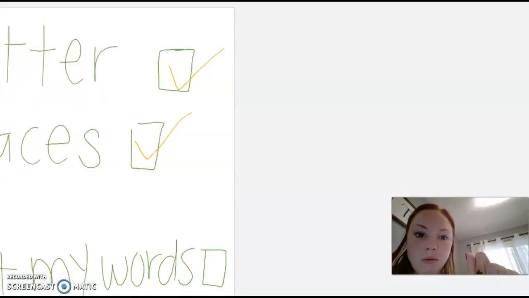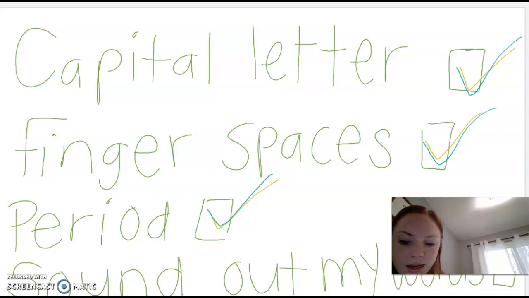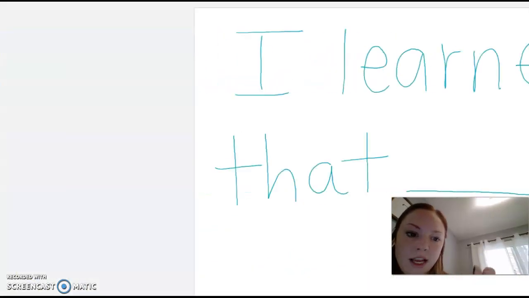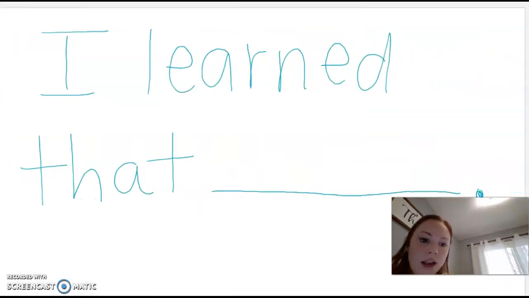And then go back when you're done with your sentence, look at our checklist. I used a capital letter. I used my finger spaces. I put a period at the end and I sounded out my sentence. Remember, today you get to choose. You can write Katherine Johnson is, or you can start with Katherine Johnson and then finish the sentence. Or you can write, I learned that.